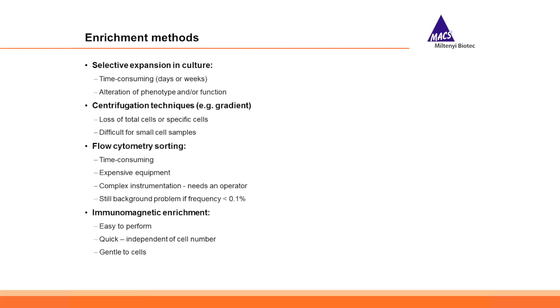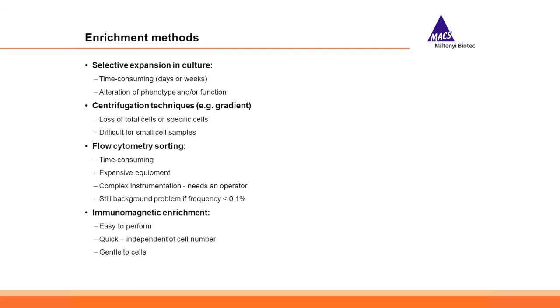Then you can use centrifugation techniques, only possible for some types of cells. Endothelial cells, for example, is sometimes possible to use centrifugation techniques, but usually you lose a lot of cells during centrifugation. Yeah, 30-50% is no problem to lose with a density gradient. And of course, if the sample is not very big, then you can also lose too many cells. Yeah, then you don't have enough cells left to analyze in the end.